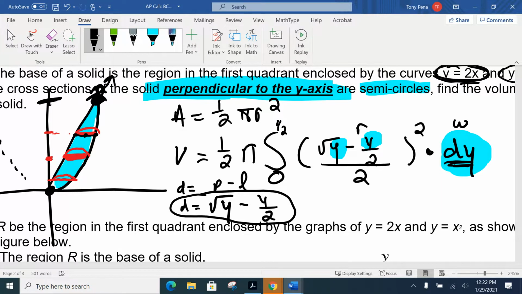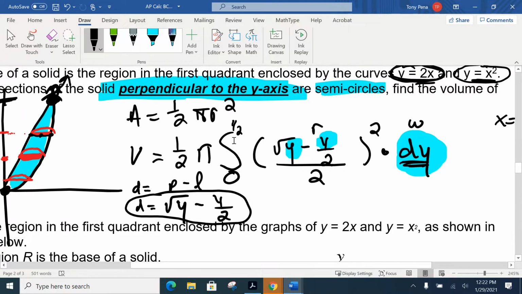So now we're going to take those. You can do it in a couple different ways, I suppose, but whatever those intersections are, that's going to be your upper limit. All right. So if we set those equal, root y equals y over 2, square everything. y squared over 4. Yikes.